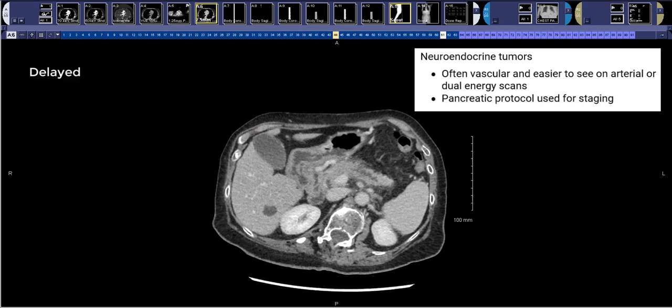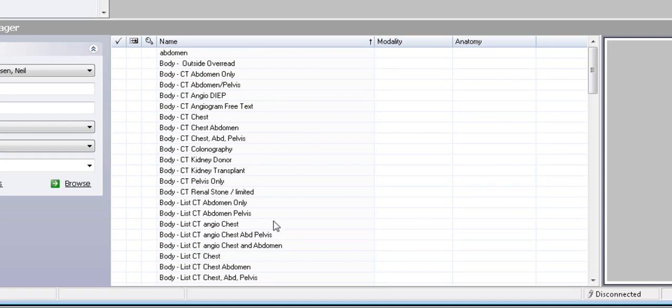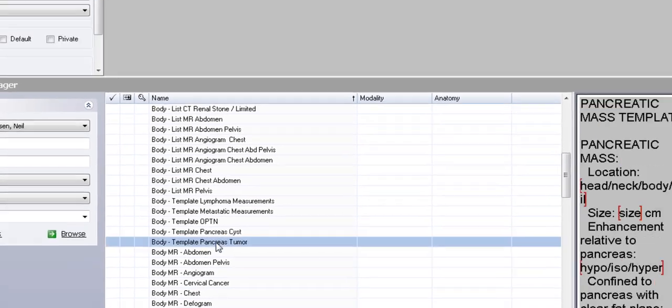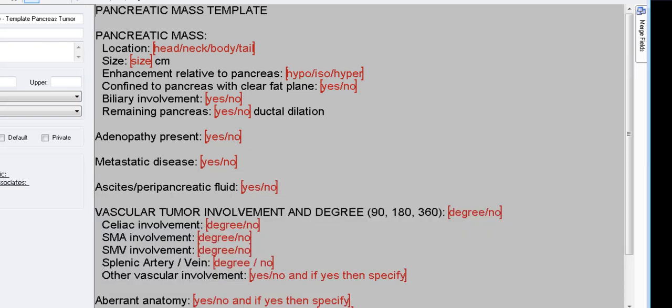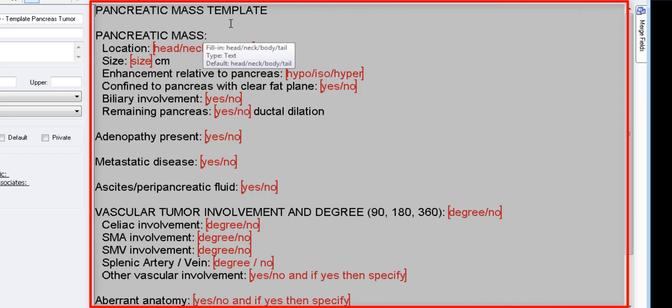In terms of reporting pancreas tumors, I'm going to bring up PowerScribe because we have a template here. So if you go to our body divisional templates that you'll be supplied with when starting residency, and you go down to body template pancreas tumor, there are certain things you should mention in every pancreatic tumor assessment report. So I think it's easiest, especially when you're first starting out, to just go in, copy this template, and fill it out. It's important to discuss the location of the pancreatic mass, head, neck, body, or tail, give a maximum dimension, talk about the enhancement relative to the pancreas.